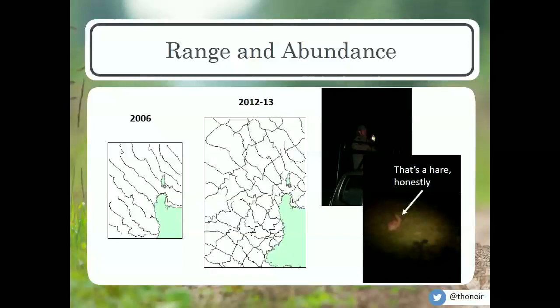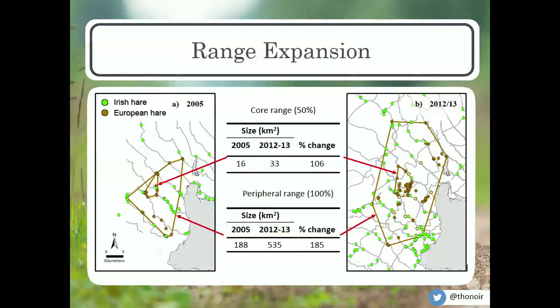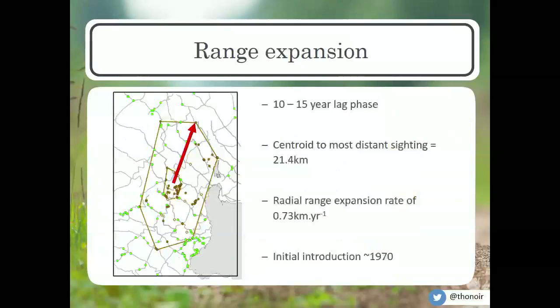So we then wanted to look at changes in range and abundance. The first survey was done in 2006. 2012-13 expanded upon this. And what we found was that the core range had doubled with a high consolidation of European hare numbers there. This is 2006, this is 2012-13. And the outer periphery of the range had expanded almost three times over. And of course, this is probably an underestimation because our transects were roads. Even though they were relatively close together, they were still far apart.